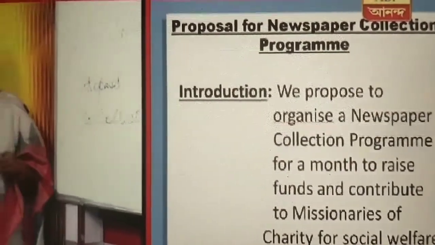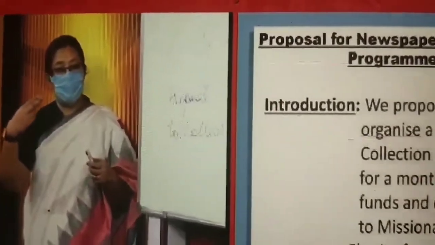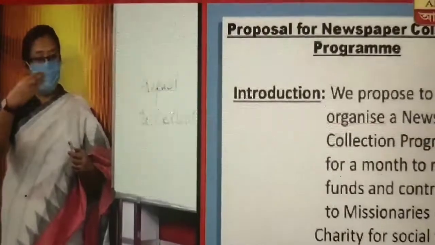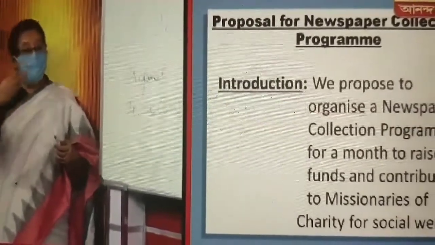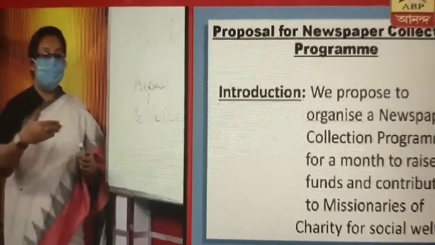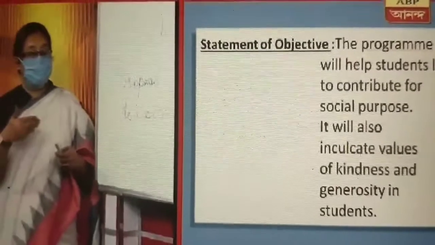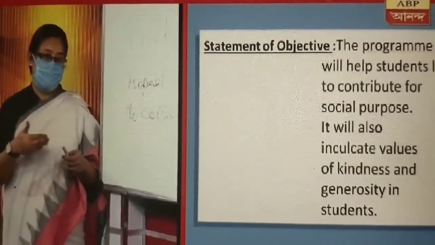Then you come to the next step. You remember those 3 red subheadings that I had showed you earlier? First is done now, introduction. Okay? Now we come to the next point. What is the next point? Statement of objective. Okay? Now what is the statement of objective? What do you write here?